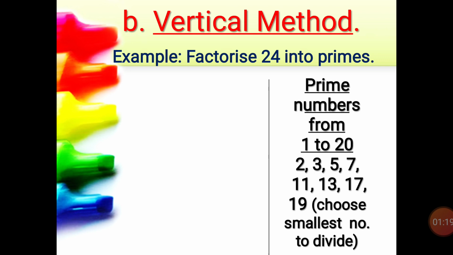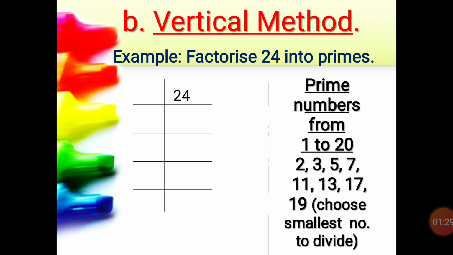Let's prepare for the vertical method by drawing a vertical line and horizontal lines. Now write the given number on the right hand side of the vertical line. Here we can see 24 is divisible by the prime numbers which we have written here, and they are 2 and 3. As I told you previously, always choose the smallest prime number. So we'll write 2 to divide. So write 2 in front of 24.